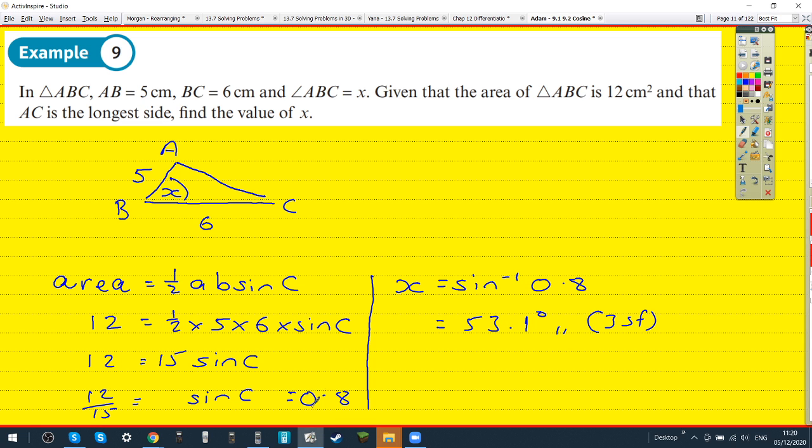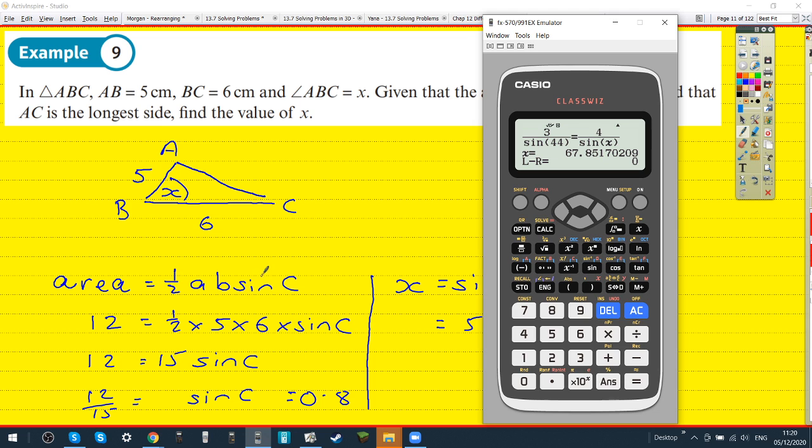And if we go all the way back to when you first subbed in the 3 values you know and the 1 value you want: 12 equals a half times 5 times 6 times sine x. Shift solve. Roll the dice. 53.1.